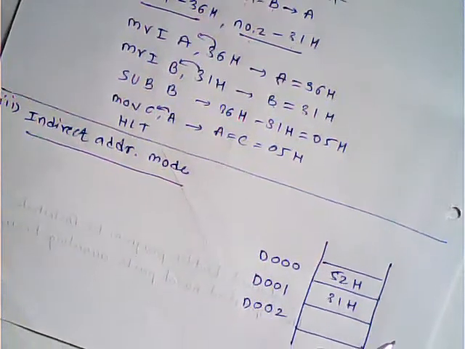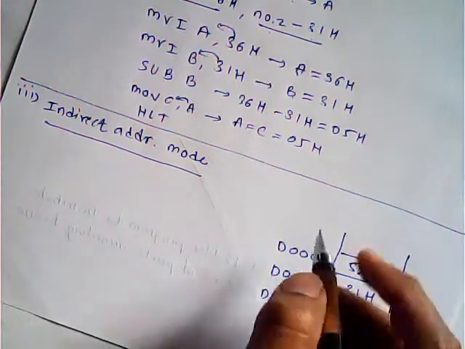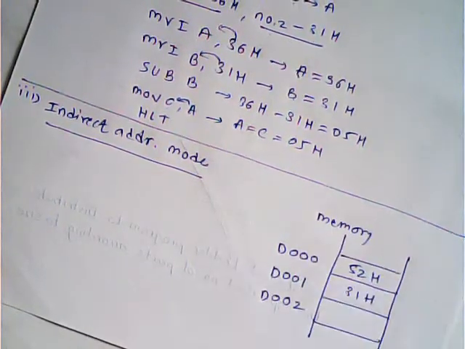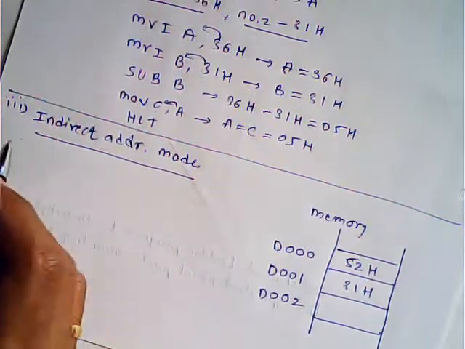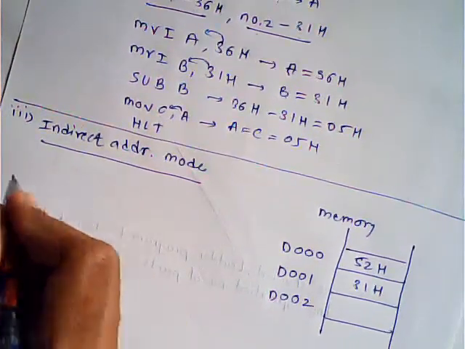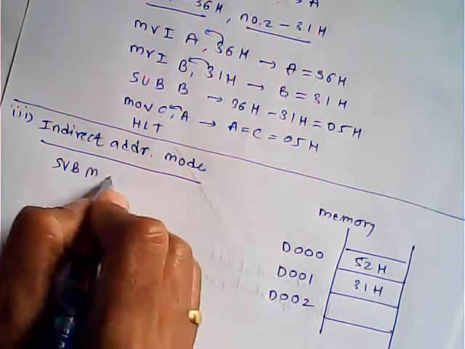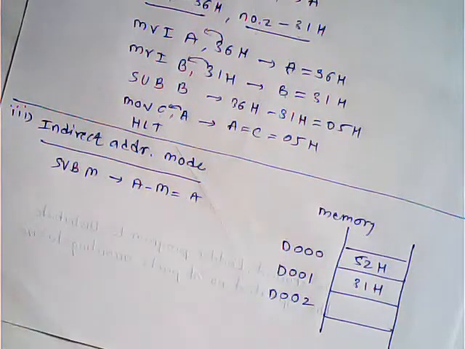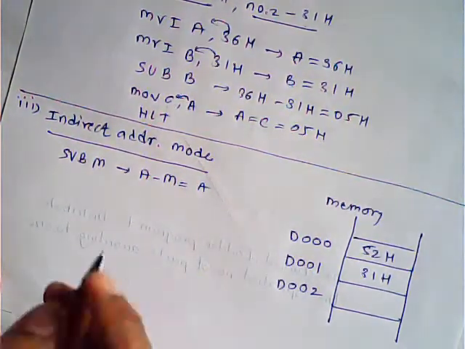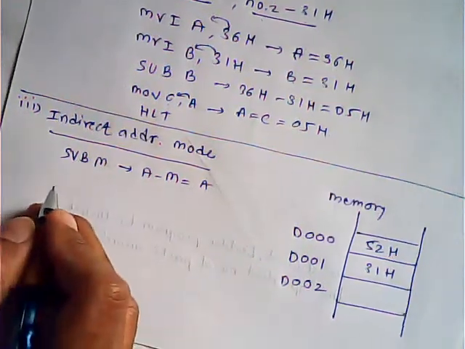Now, to perform the subtraction operation using these two numbers which are available in the memory, it is required to create a memory pointer. Without a memory pointer it is not possible, because in this indirect addressing mode we have the instruction SUB M, that is, A minus memory pointer content, with the result in the accumulator. So our first task in this program is to create the memory pointer by using the simple LXI instruction.